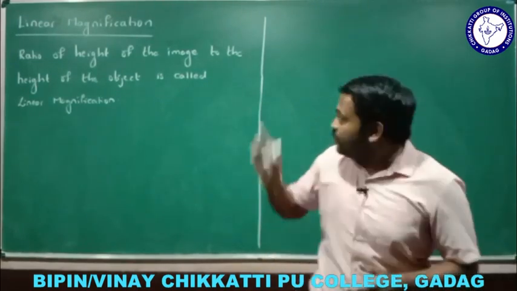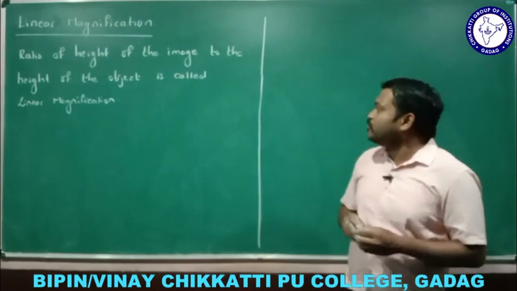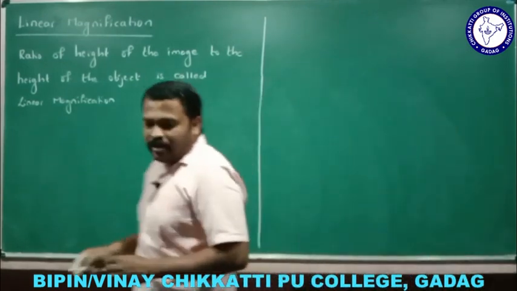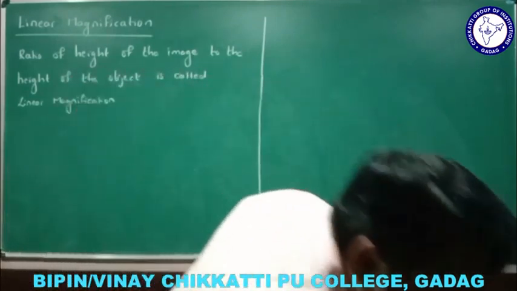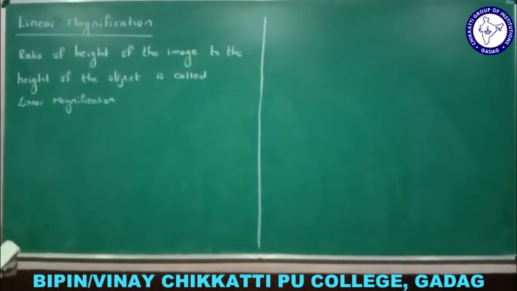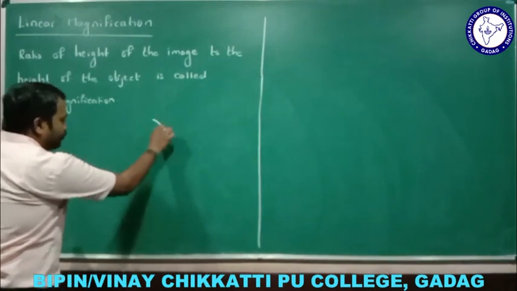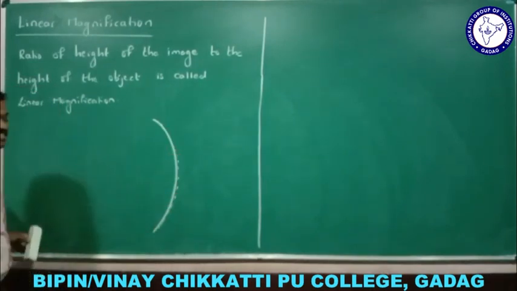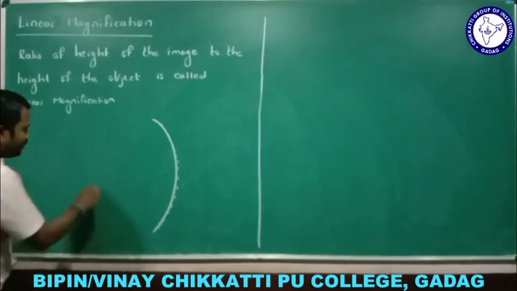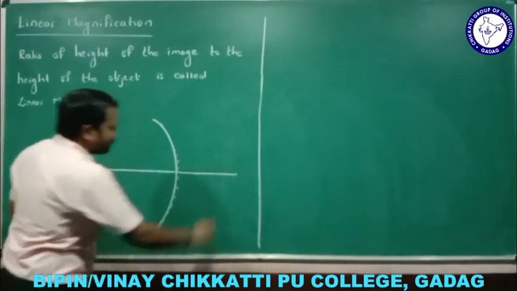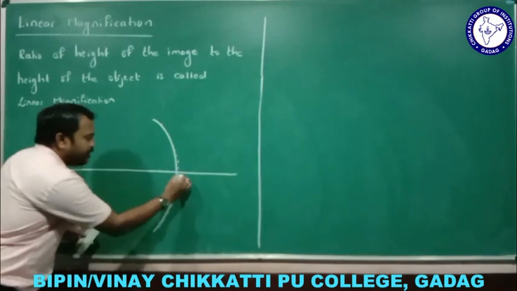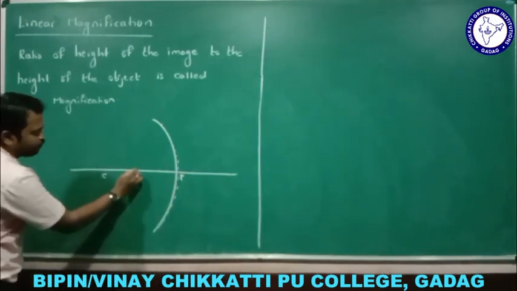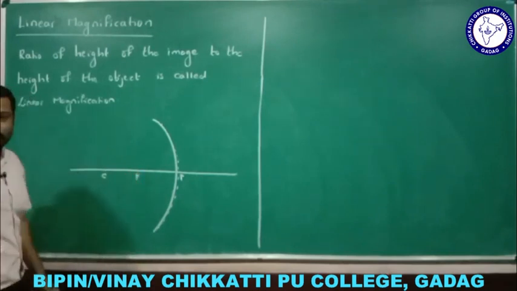Once again, linear magnification is the ratio of the height of the image to the height of the object. Let us calculate how to get the height of the image and the height of the object. Let me take a concave mirror, whose reflecting surface is inside the curve. This is the pole, and this is the principal axis. Here is the center of curvature. And the focus is exactly at the middle.